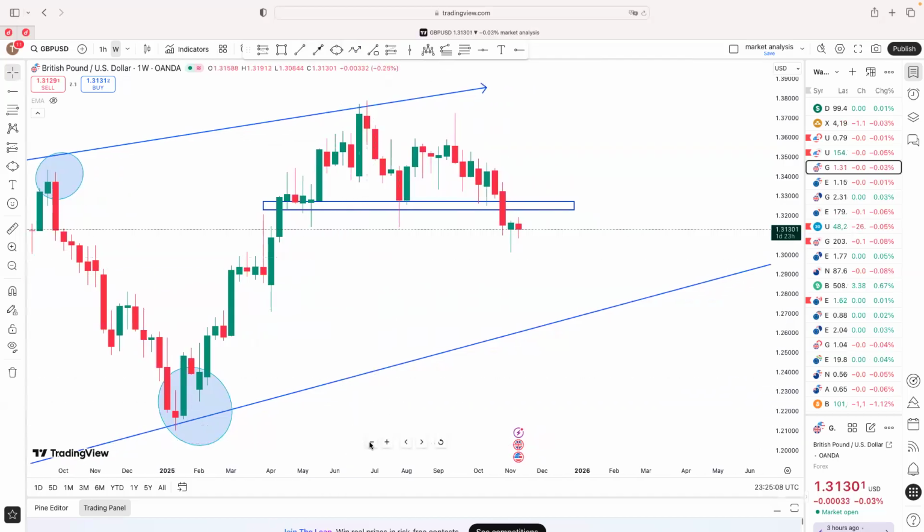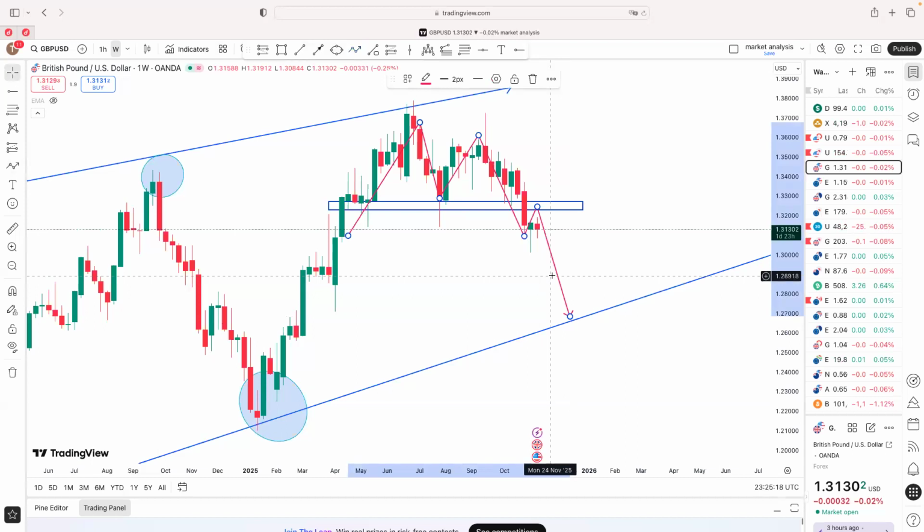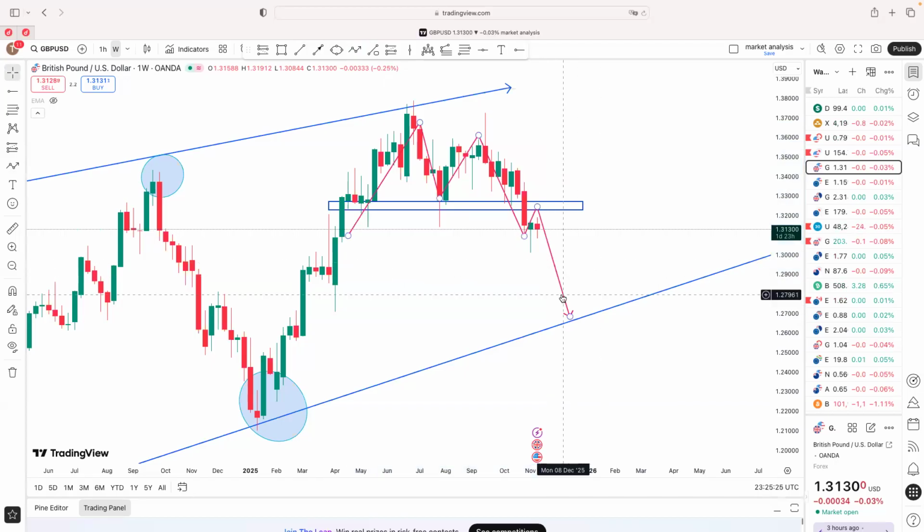Right? So this is the neckline. After this W pattern, this is the neckline. They came back to retrace. We anticipate a push to the downside.